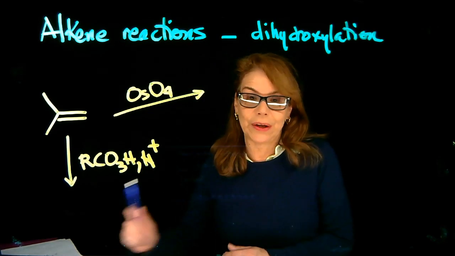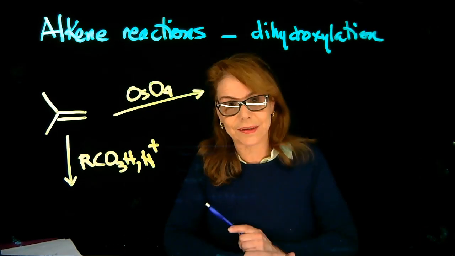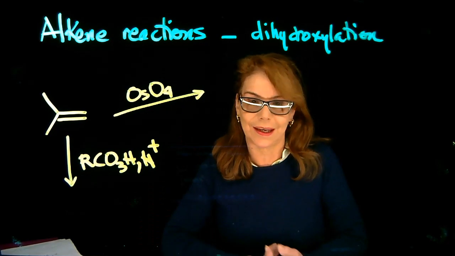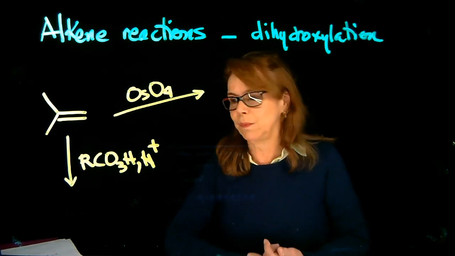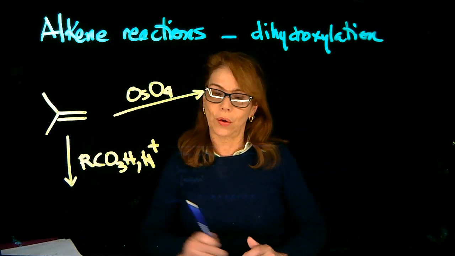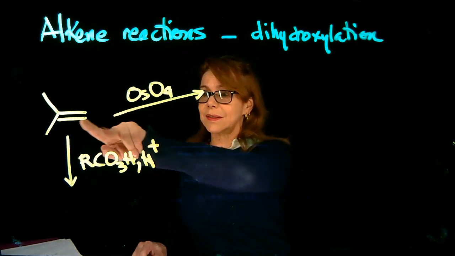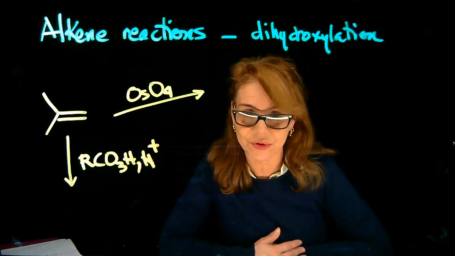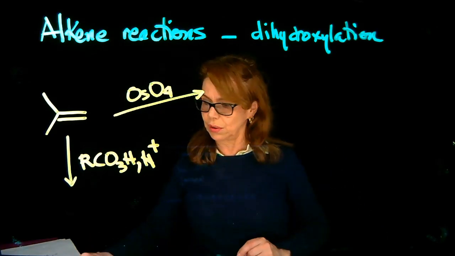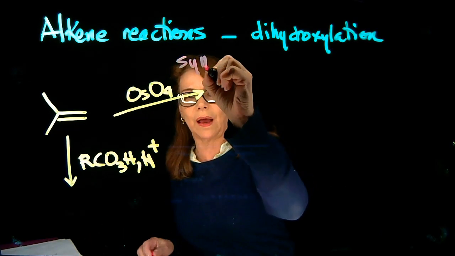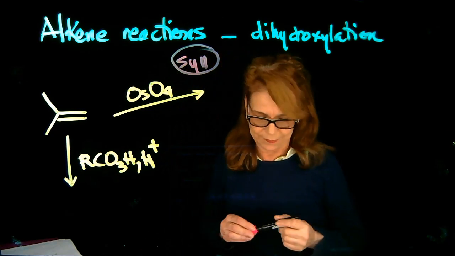In this video, we're going to be studying dihydroxylation of alkenes. And there's two important reagents that we need to know. One is osmium tetroxide, and what this will do is add across the double bond two OH groups. It's also important to know that this will add the two OHs to the same side, so this is syn.